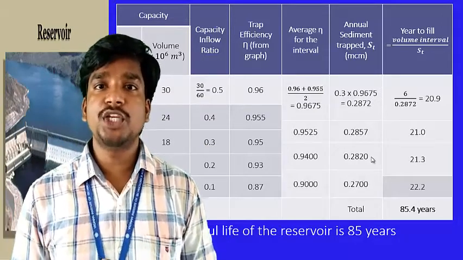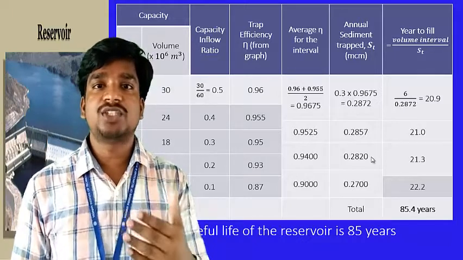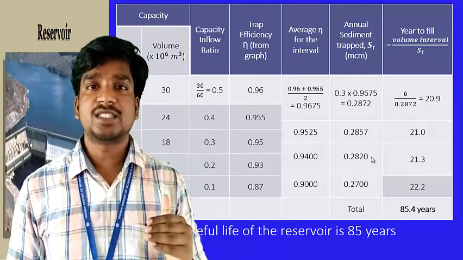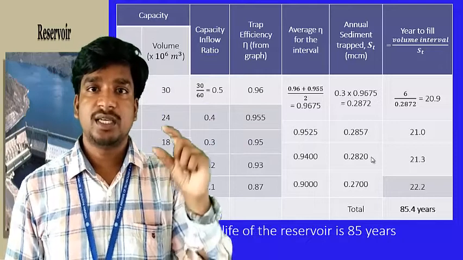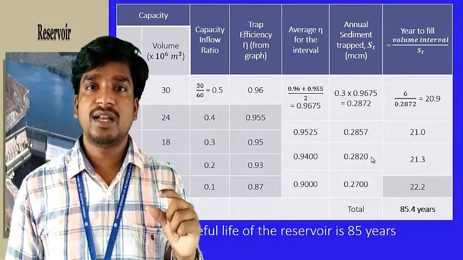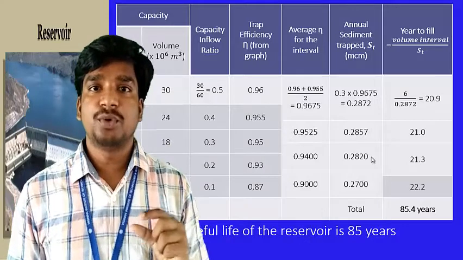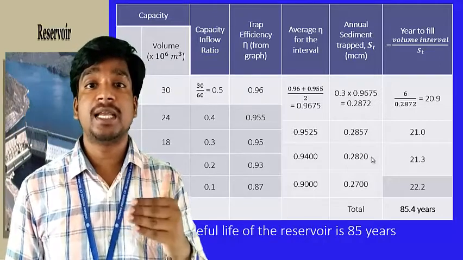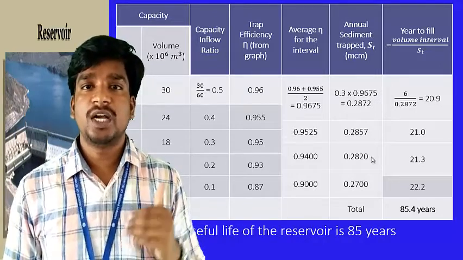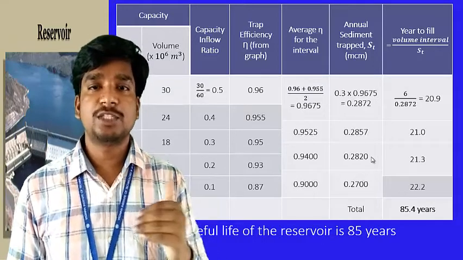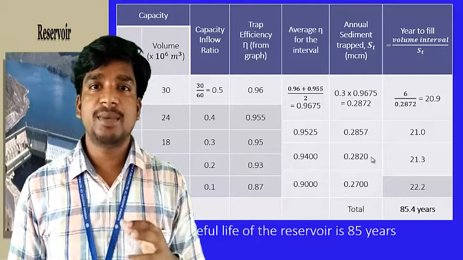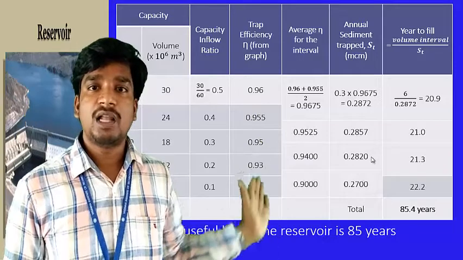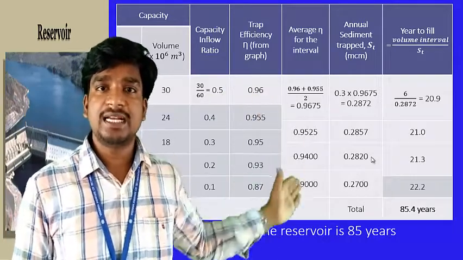Now after this, what we need to do? We need to calculate the average trap efficiency for the interval assumed, between capacities 30 and 24. The initial capacity is 30 and after reduction the capacity is 24. So in this interval of time, what is the average trap efficiency for that particular period? Let us take the average of 0.96 as well as 0.955. So the average is coming as 0.9675. Similarly, you have to take the average for all the intervals. So all the intervals are calculated here.